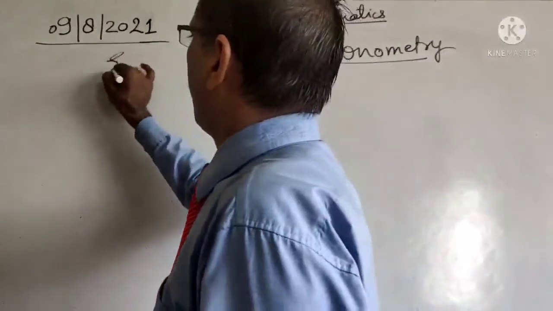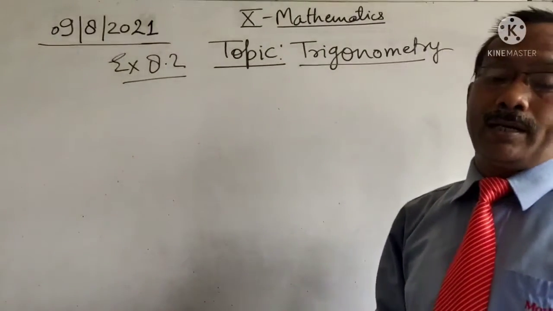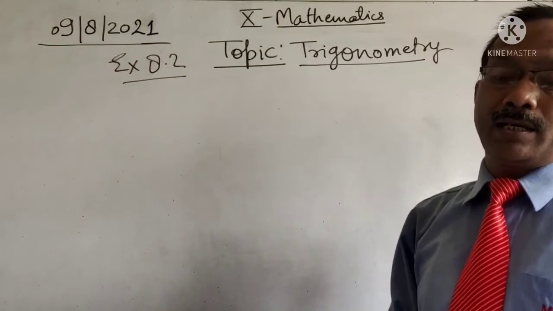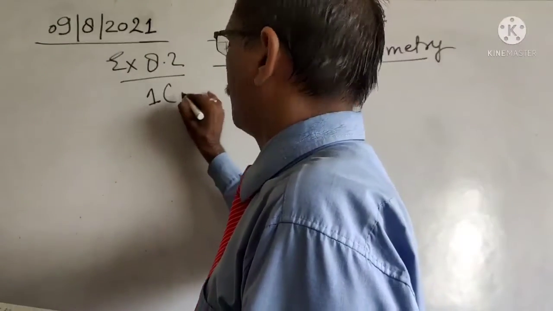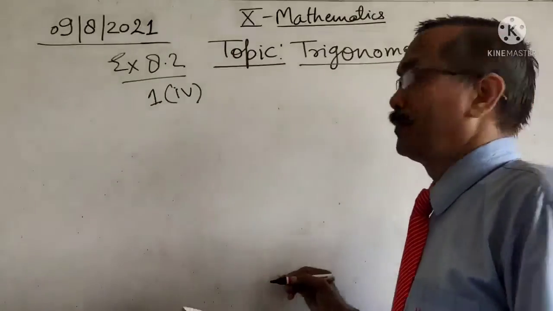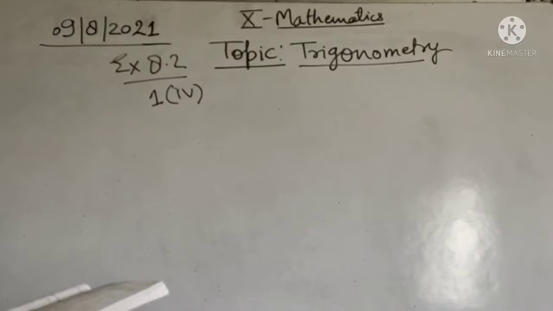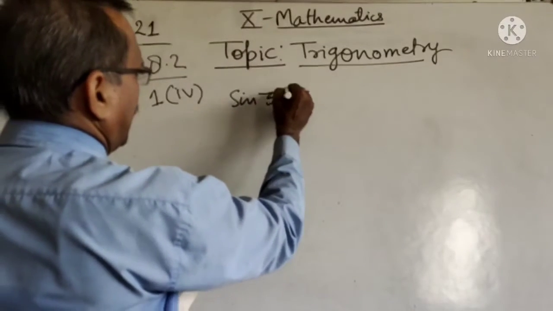Exercise 8.2. Question number 1, fourth part. Dear student, the question is: sin 30 degree.